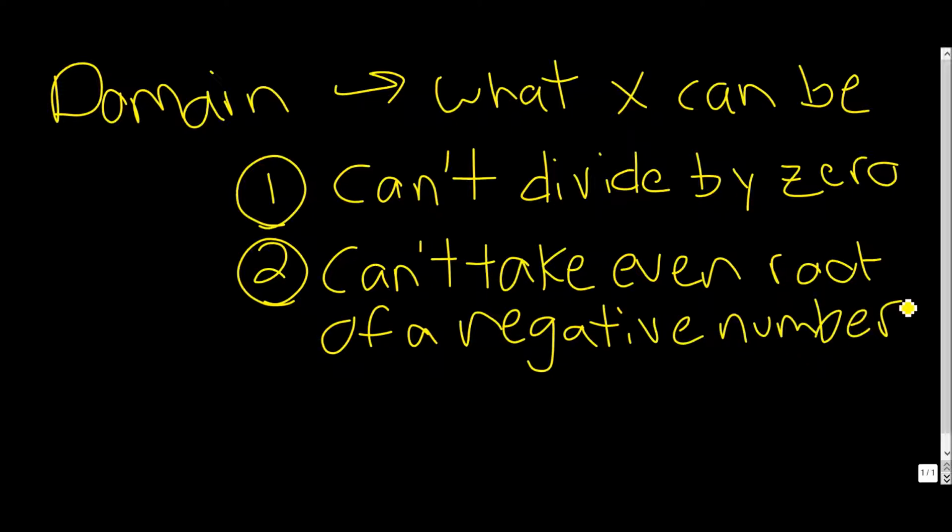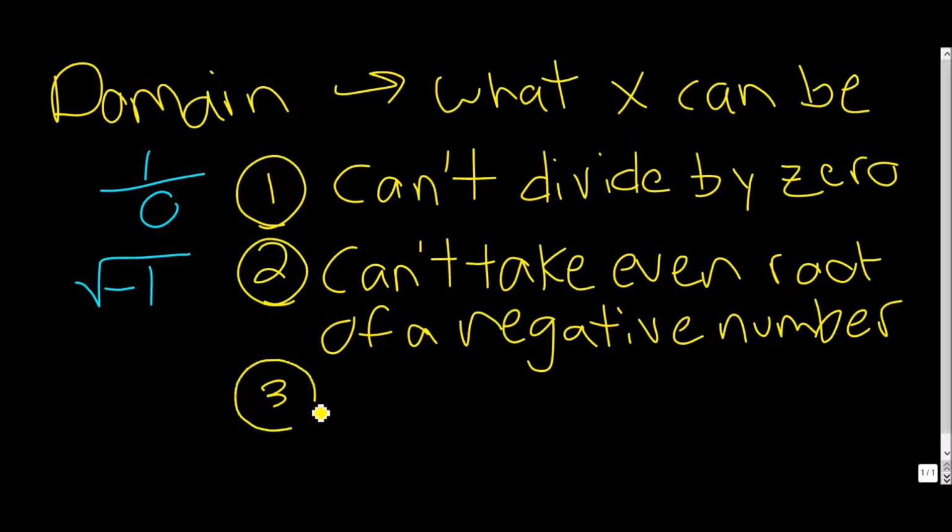So let me give you an example of a couple of these. Again, can't divide by 0. We can't have a situation where we have like 1 over 0. And for 2, we can't take the square root of a negative number. We can't do that. So any x values that allow us to do that, we cannot allow that to happen. So that's going to restrict our domain.